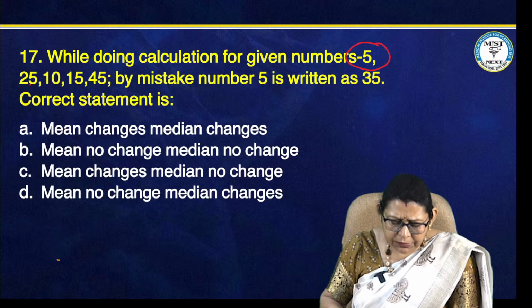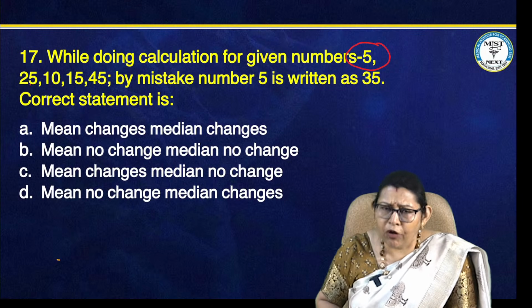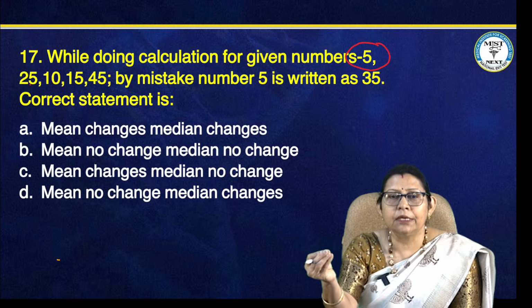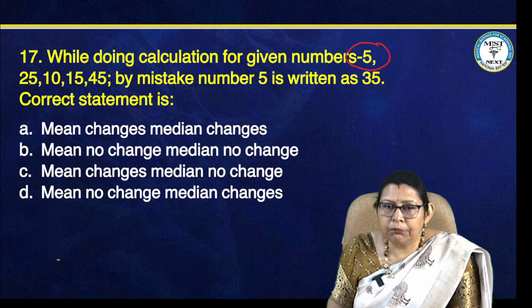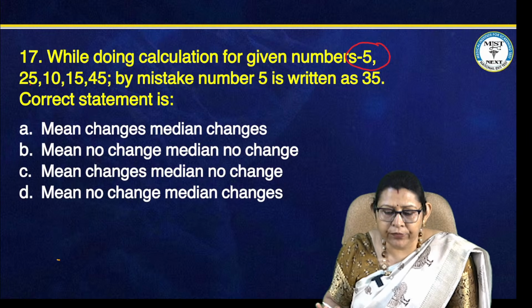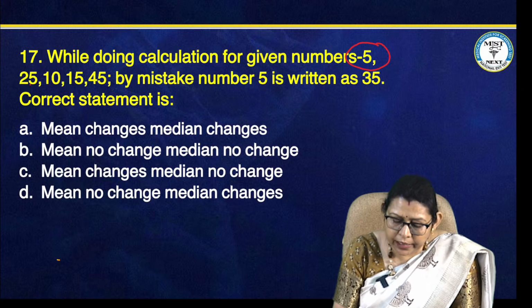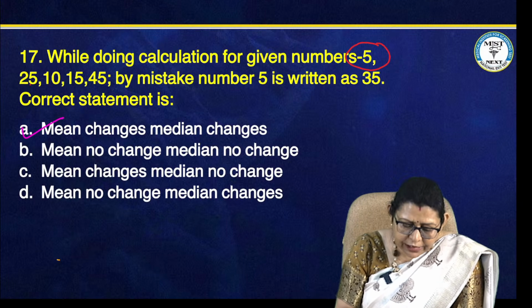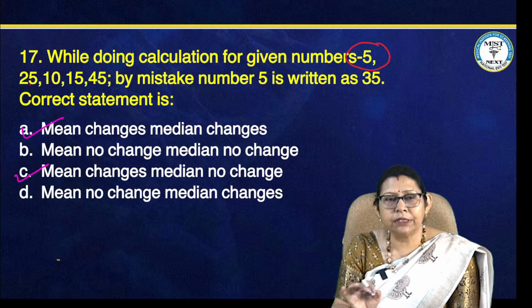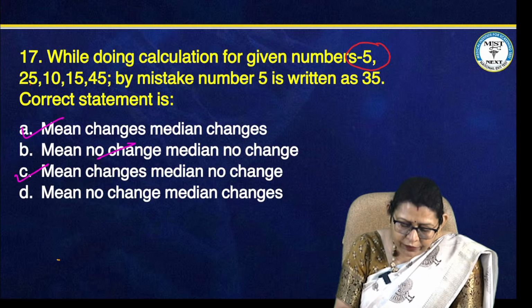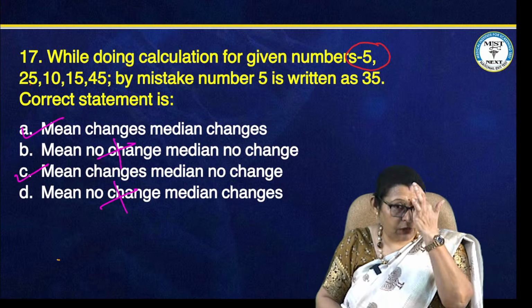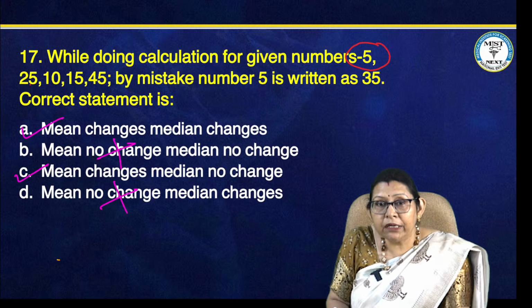And see the choices, mean is changing or the median is changing. Obviously, if any number is written by mistake as another number, the mean will definitely change. So look at the choices: mean will change, yes. Mean will not change, this is out. Now I have to see whether the median will change or not.